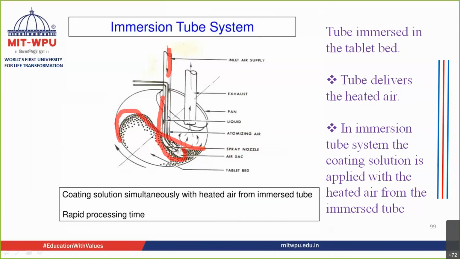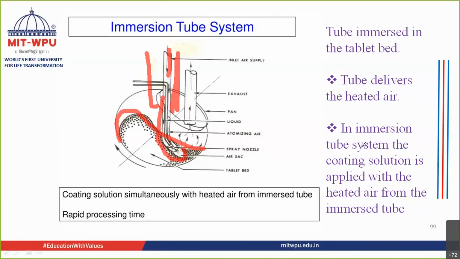If you have seen the standard coating pan, the R&D coater, where was the tube? The tube was somewhere over here, and the exhaust was somewhere over here, and from outside only it was blowing the hot air. Here, what is happening is this tube is blowing the air inside the tablet bed, because of which the drying system has been improved.